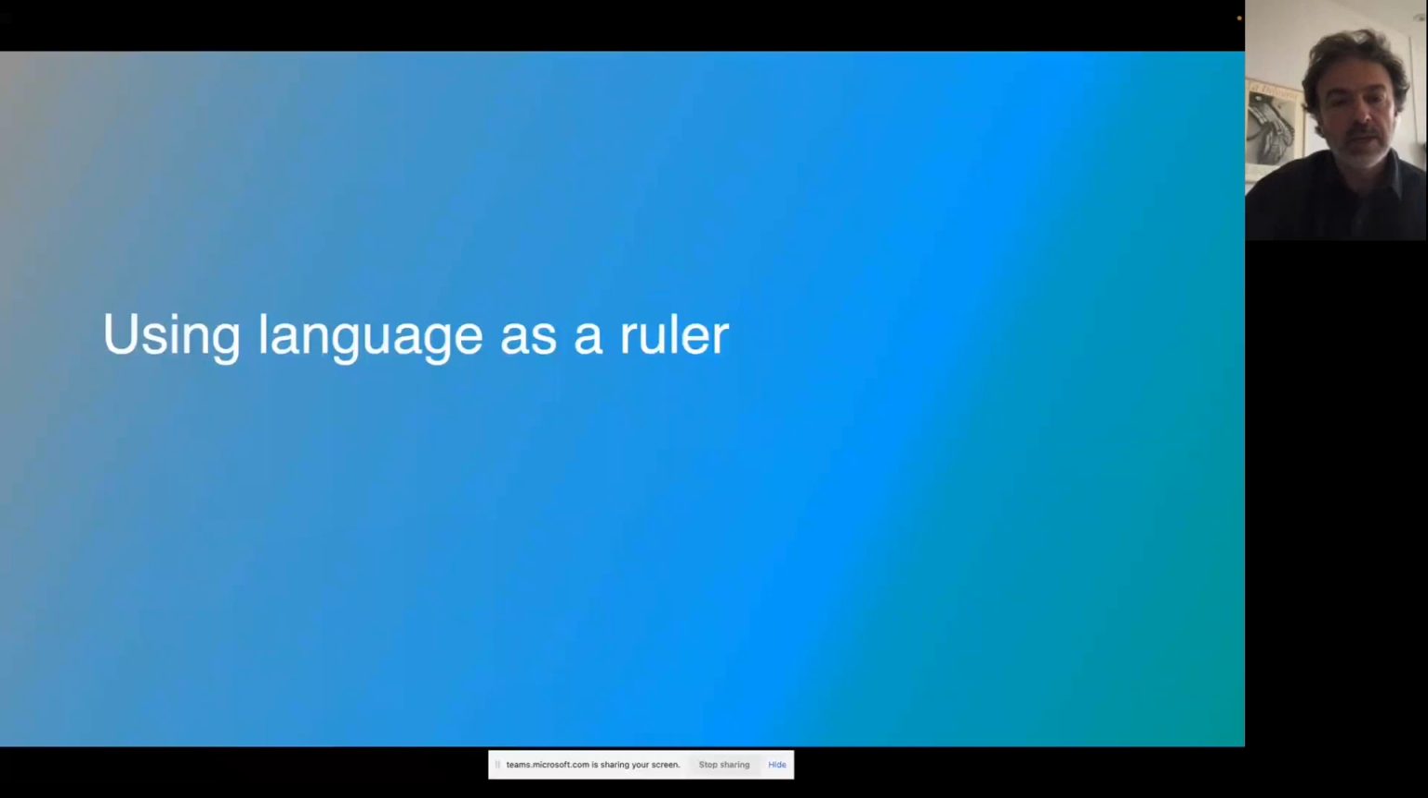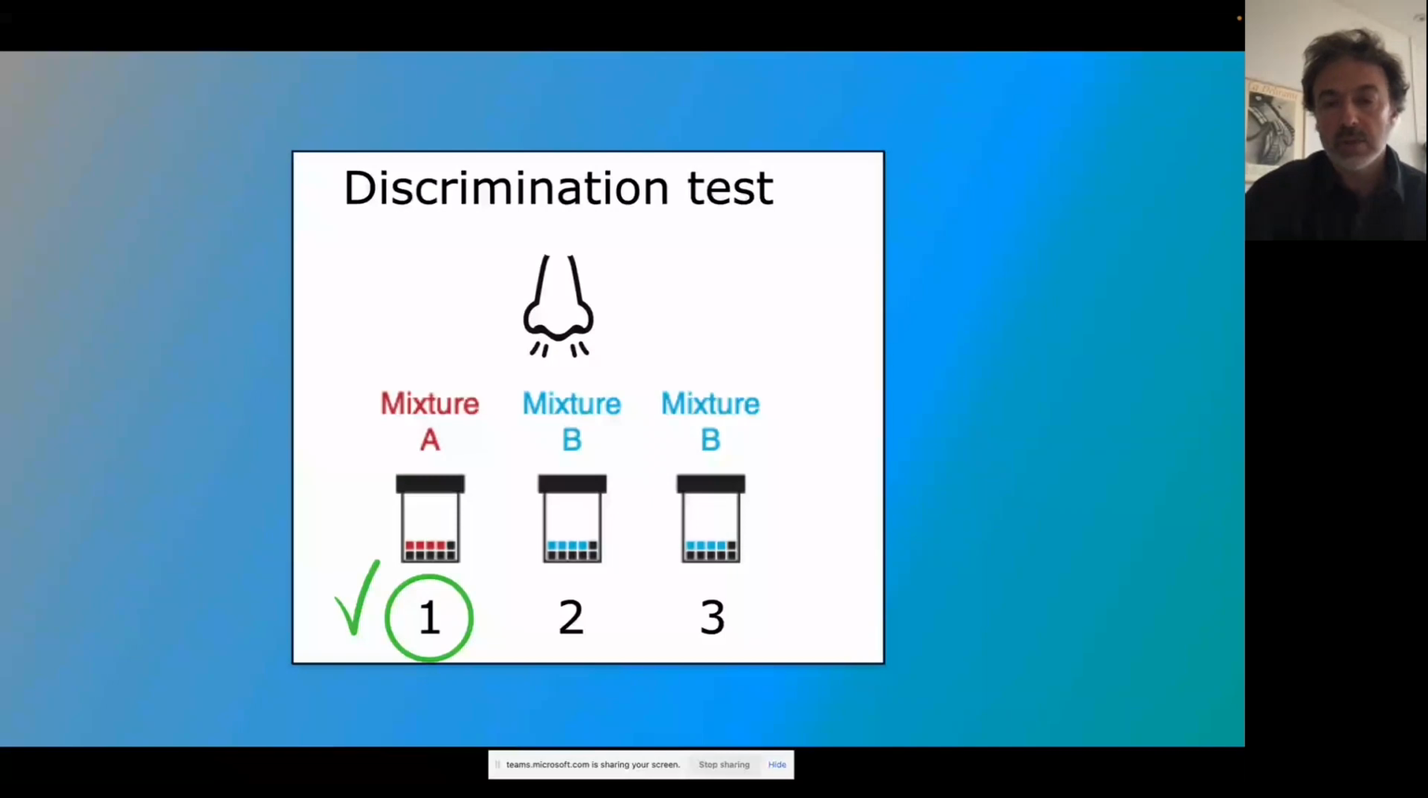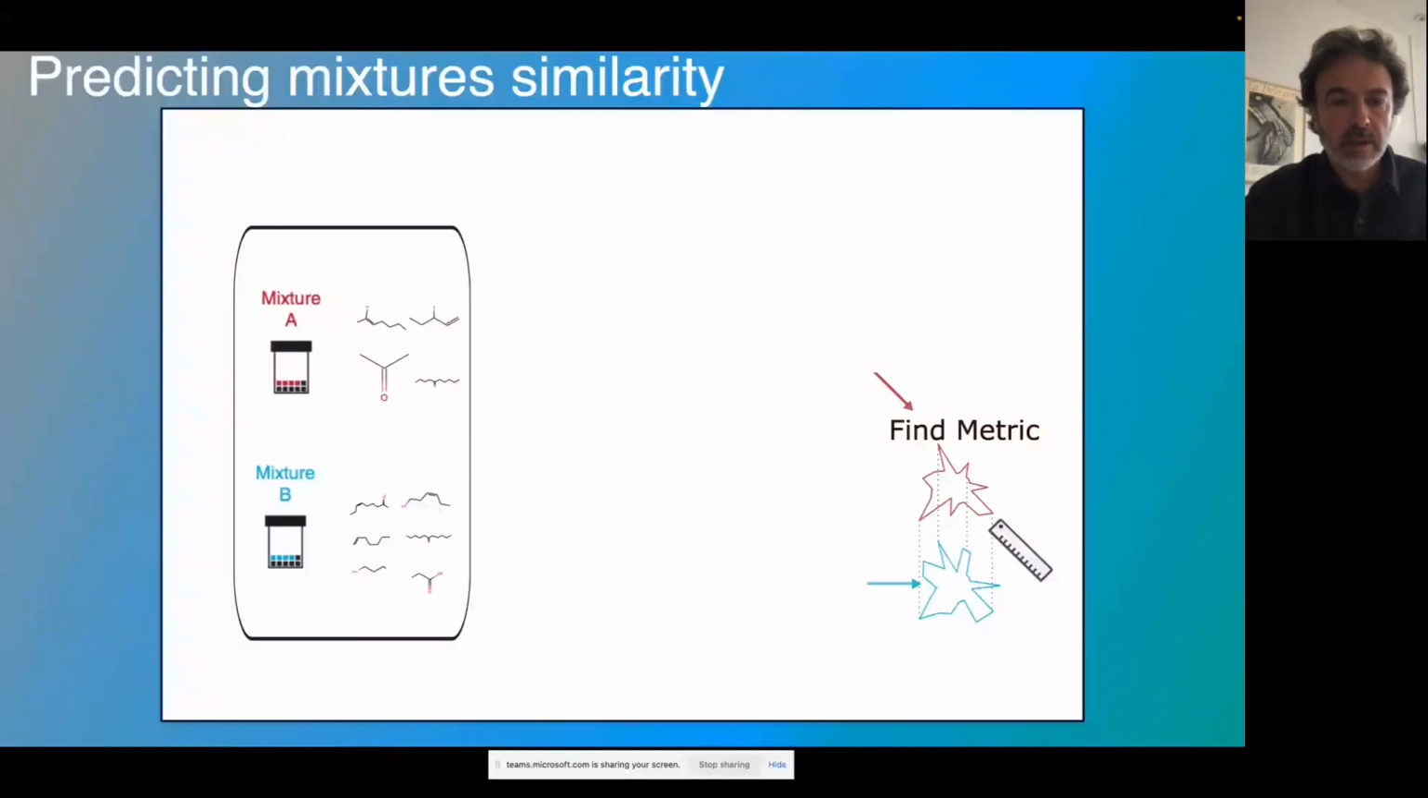And the idea is, well, can we use language as a ruler, in the sense that the measurement is the percentage of people that can really distinguish these 2 mixtures, and can you predict that? Can you predict how well people will distinguish 2 mixtures? So if you have a mixture A and a mixture B, each has a set of molecules, and of course this is all, for now, equi-intense, except for one case that I will show. And so can you actually find the metric, meaning the distance between these 2 mixtures, as measured by the percentage of subjects that can distinguish them?